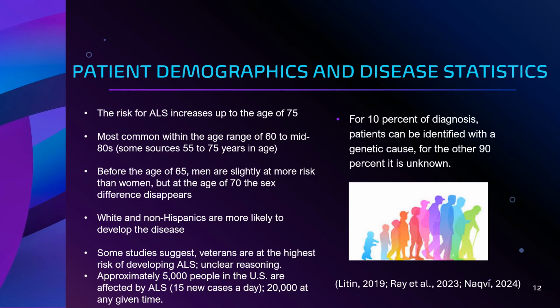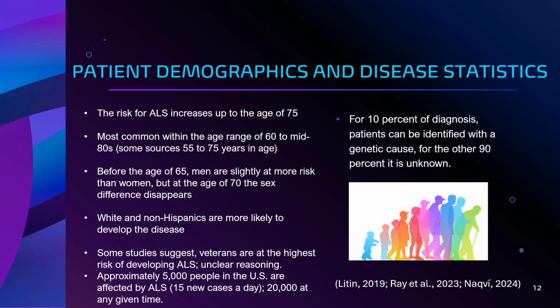So for patient demographics and disease statistics, the risk of ALS increases up to the age of 75. Most common within the age range of 60 to mid 80s, and some sources say 55 to 75, and I've seen other sources say 40 to 80. So it really just varies in the research that we can see, but it's more commonly analyzed as between 60 to 80.